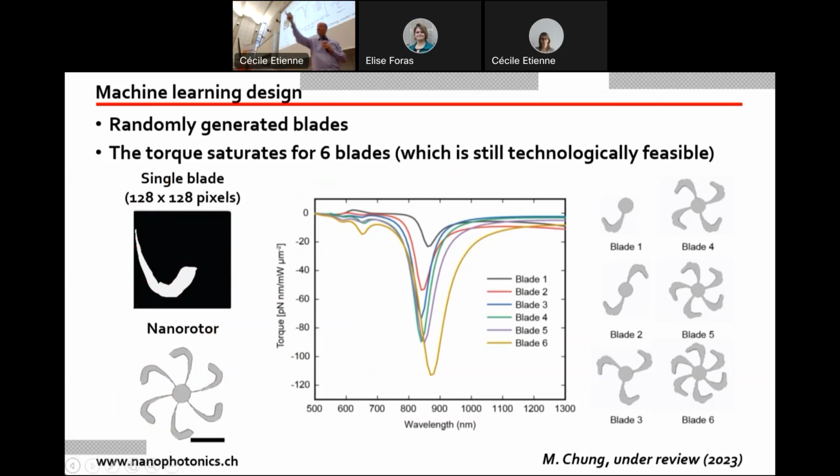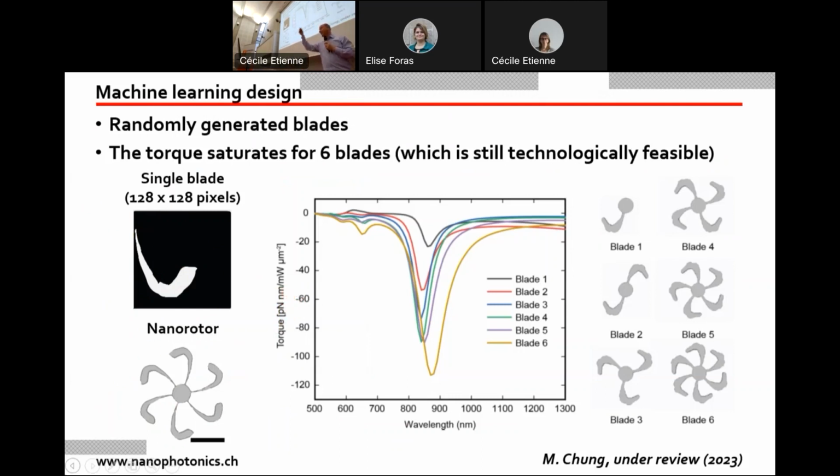So the torque is what puts something in rotation. You shine light, and then if the torque is important, it starts to rotate. Of course, we're working at the nanoscale, so the torque is very tiny. The torque normally is a force times a displacement. So the units we have here are a force, but it's piconewton, and the displacement is in nanometer.